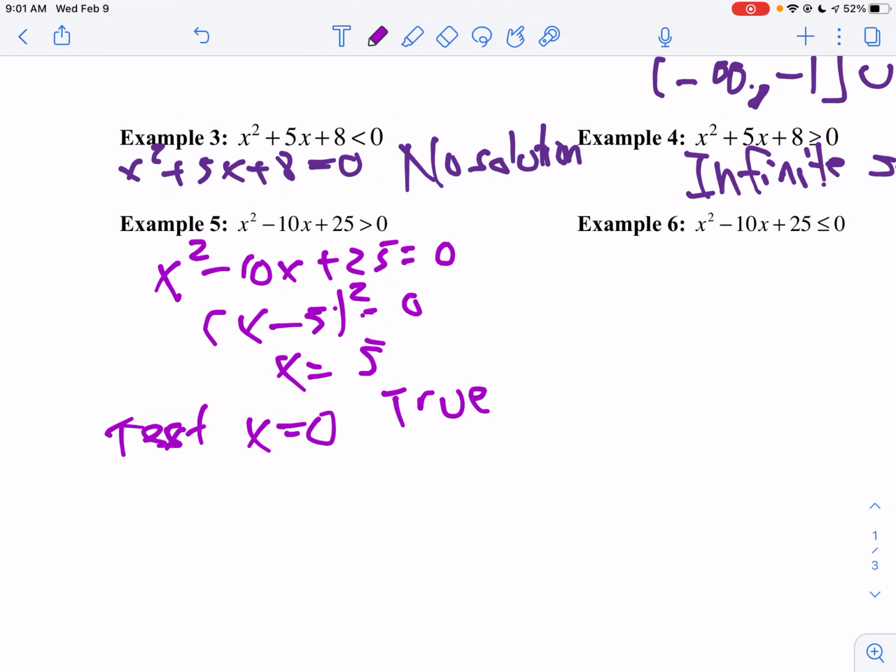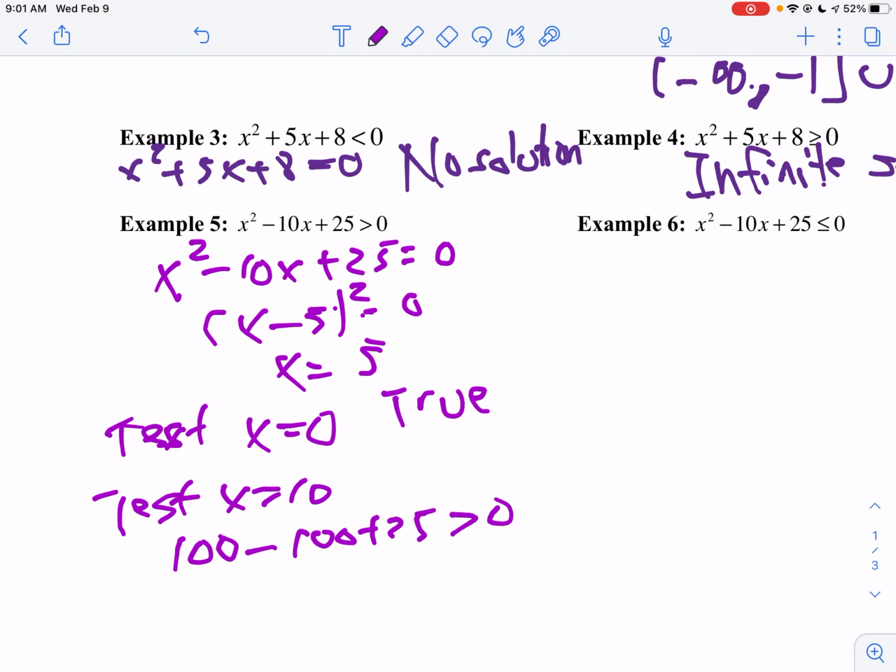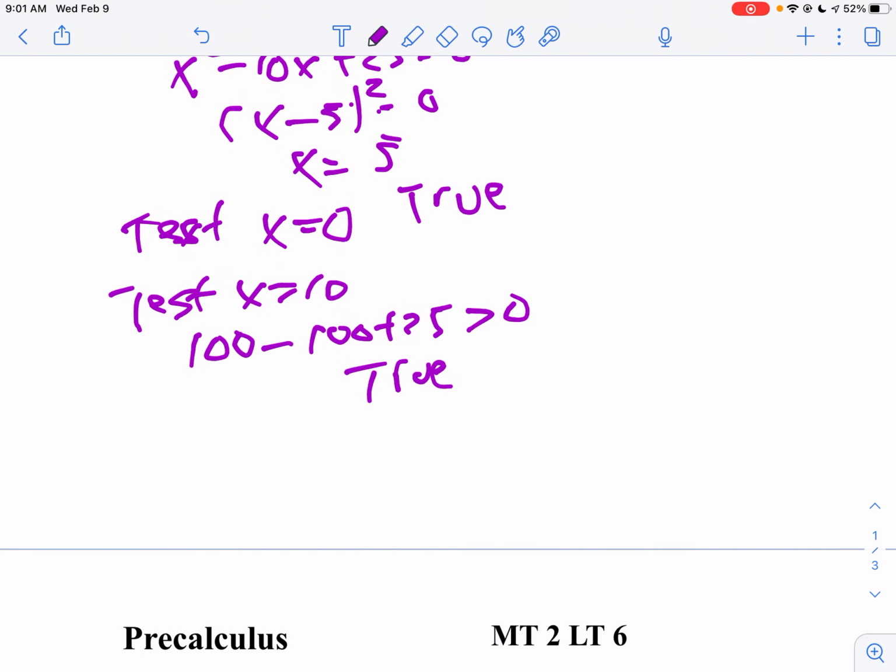And then how about if I go to the right? Let's try x equals 10. So 10 squared is 100, minus 10 times 10 is 100 again, plus 25. Notice this one kind of violates my rule. That's also true. So what happens is it's always greater than 0 except when x is 5. So our solution is going to go from negative infinity to 5, and from 5 to positive infinity.